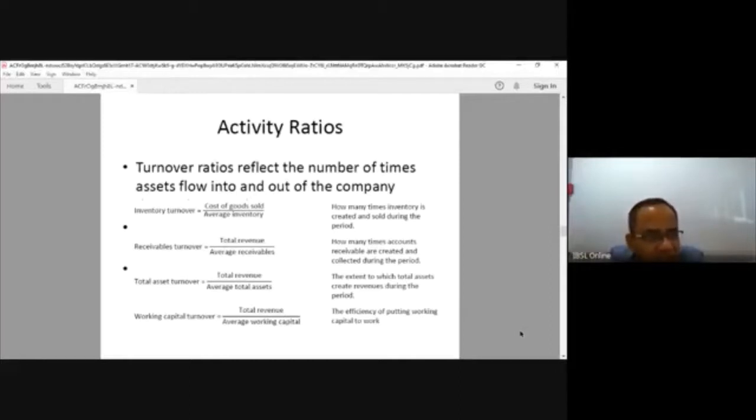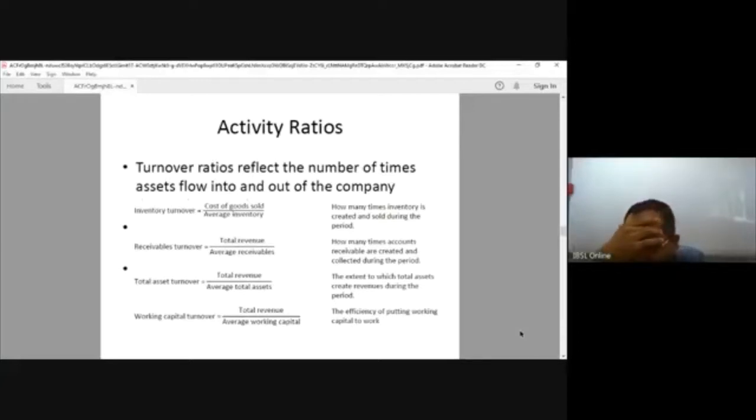Let us say it is 6, then it is turned over 6 times. So the inventory turnover is 6. Like what I told you, every 2 months they are purchasing, and 6 times they have purchased in total. So the total cost of goods sold divided by the average inventory will show you 6.